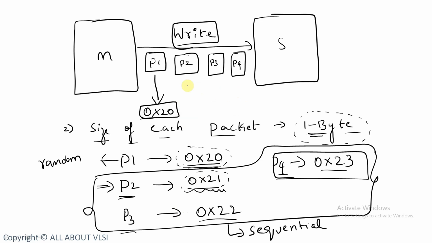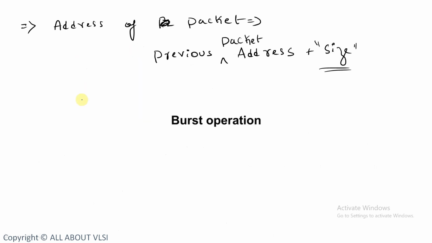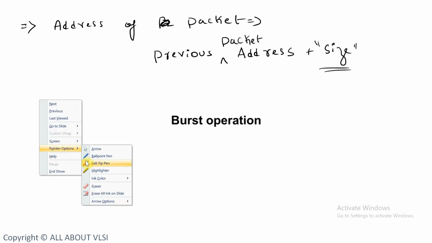Now, what is the size of the data which has been transferred from master to slave? That is calculated by adding all the sizes, that is 1 byte plus 1 byte plus 1 byte plus 1 byte. So in total 4 bytes of data we are sending from master to slave. This is how we are going to calculate the address of the present packet. Now, let's try to understand with one more example.